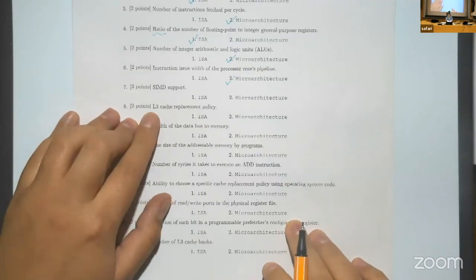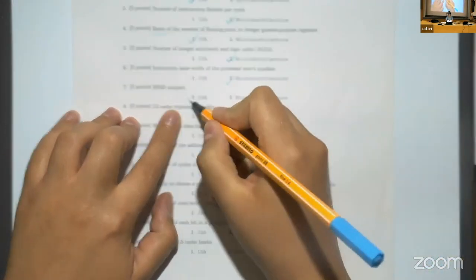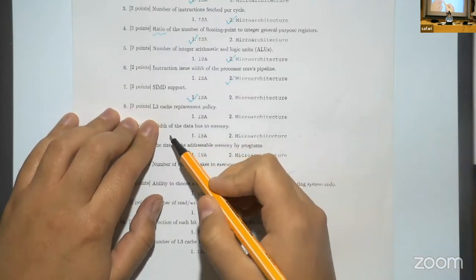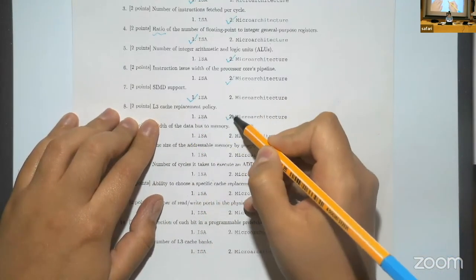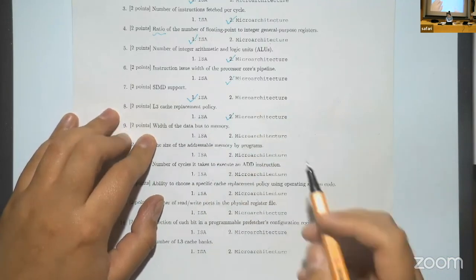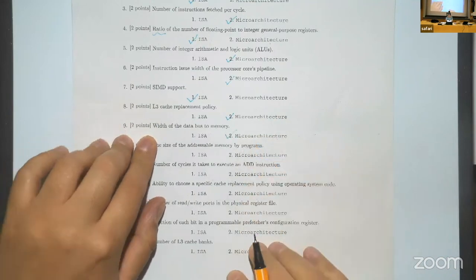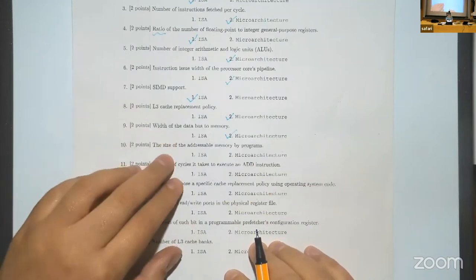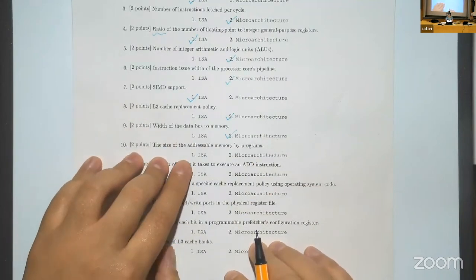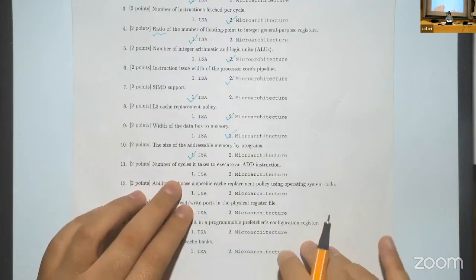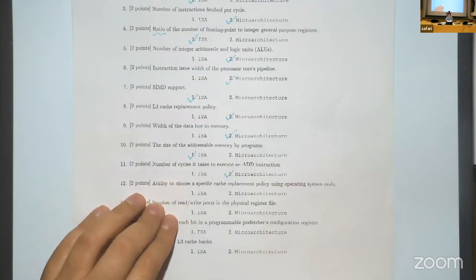Nice, okay. So SIMD support is ISA, because then we need to know whether we can use it in our software code. L3 cache replacement policy, again, microarchitecture. Width of the data bus to memory: microarchitecture, we don't necessarily need to know the width of it from outside. The size of the addressable memory by the program, so that is clearly ISA. The number of cycles it takes to execute an add instruction, microarchitecture.